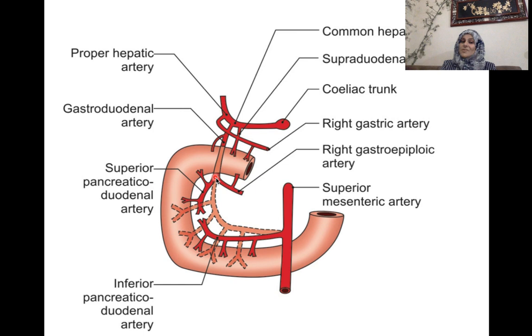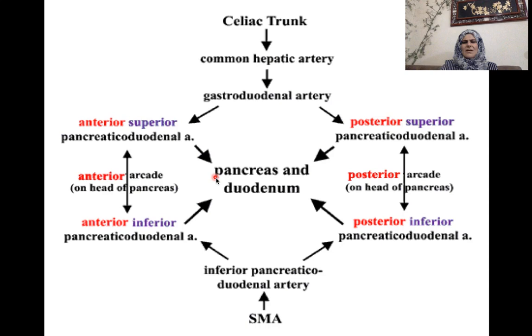Is there other blood supply? Yes, of course, it also takes twigs and branches from the gastroepiploic artery and others, meaning from nearby branches. But these are the main blood supply. This diagram is a description of the blood supply of the duodenum.